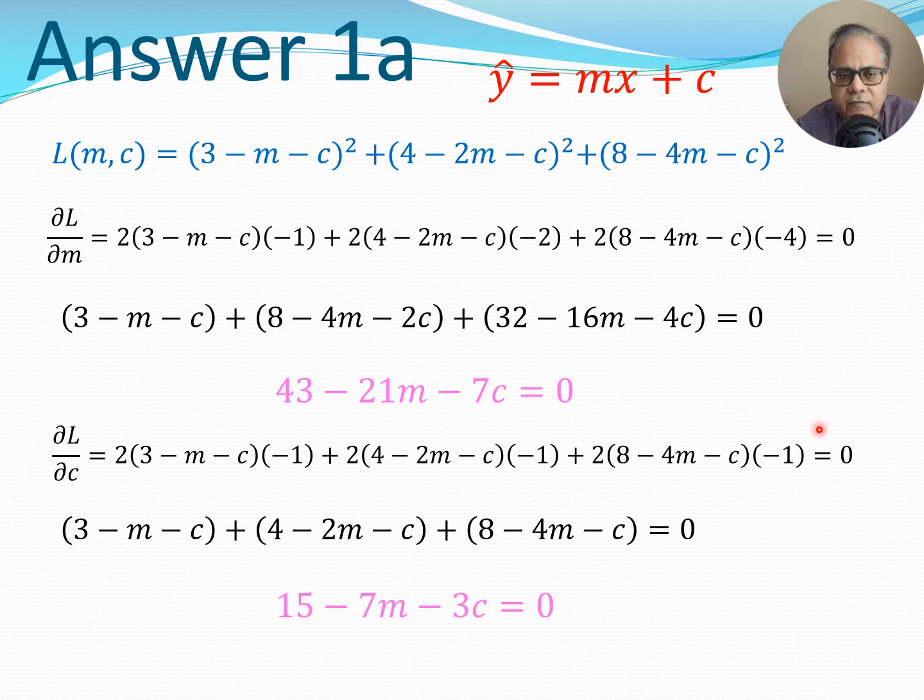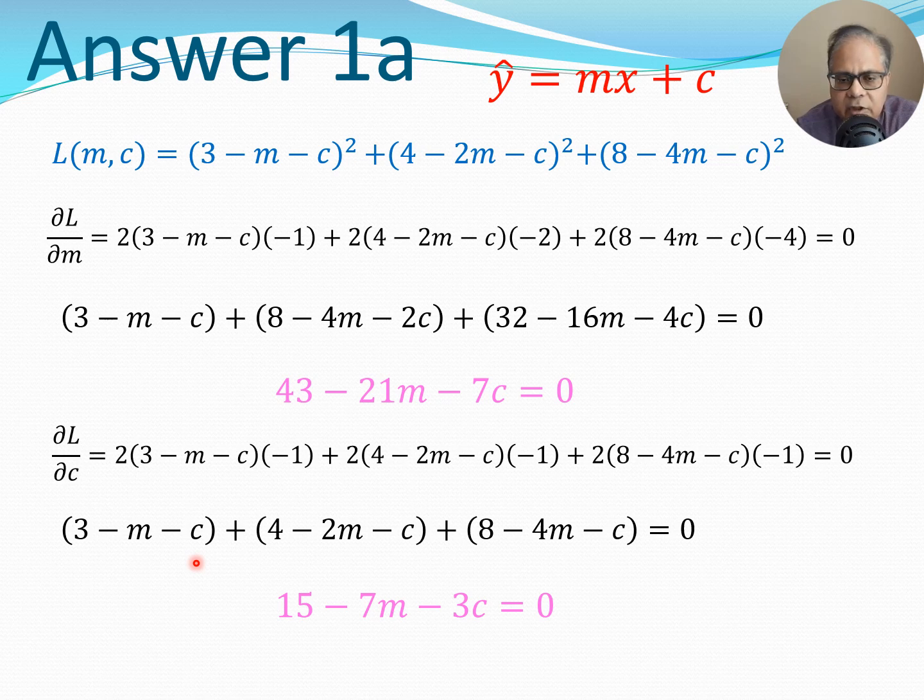Remember that in this differentiation I am treating m to be a constant here, so the differential is only with respect to c. It's the partial derivative. Now I can simplify this further. I can remove these two in front of the brackets, and these negative ones I can also remove. So I then get 3 minus m minus c, 4 minus 2m minus c, 8 minus 4m minus c, and this entire thing is 0.